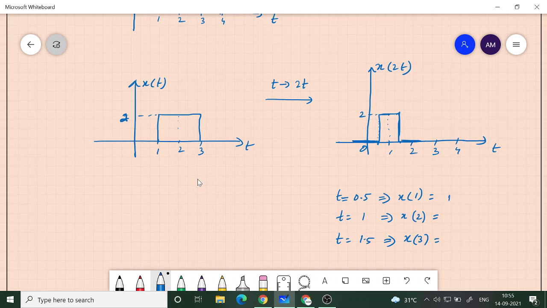So then basically we have done a compression of the signal. If you look, we have reduced the width. What is the width here? The width here is basically 2 units. And the width here is only 1 unit, from 0.5 to 1.5. So it is 1 unit.